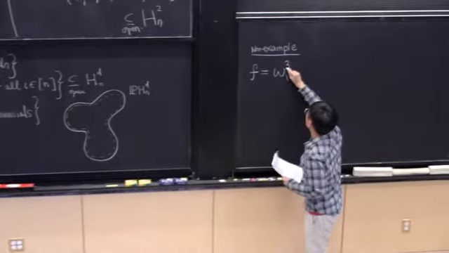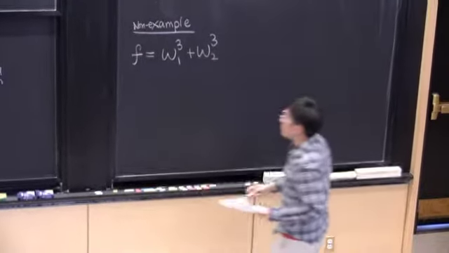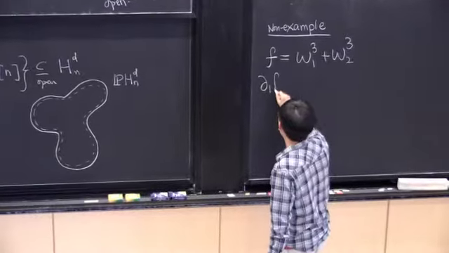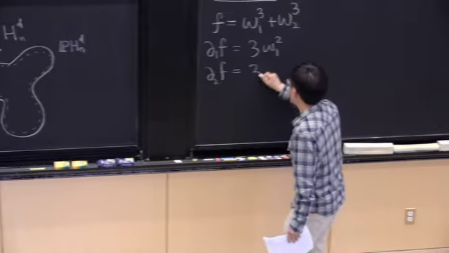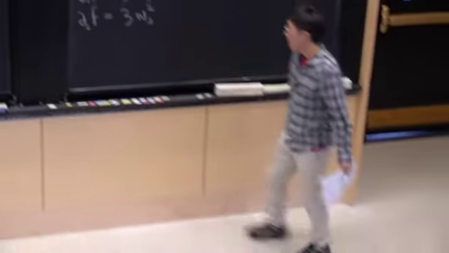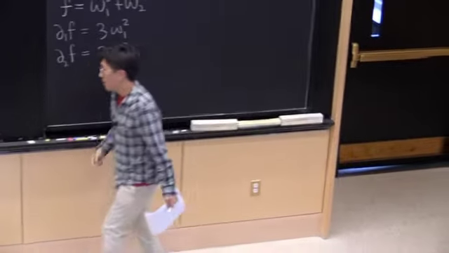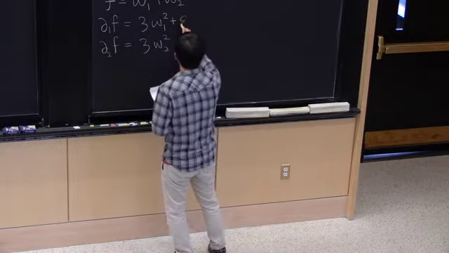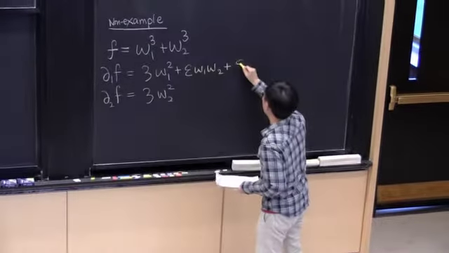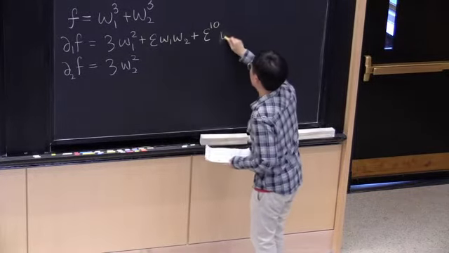So here's maybe a non-example. Let's consider this polynomial, a cubic polynomial in two variables, the sum of cubes. Let's take the partial derivatives. Partial 1 of f would be 3w1 squared, and partial 2 of f equals 3w2 squared. And let's ask whether the partials are Lorentzian. They are clearly Lorentzian because they are limits of the type, maybe I have an epsilon to the 10 here and w squared.